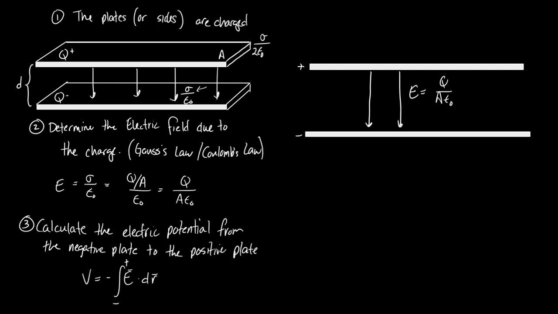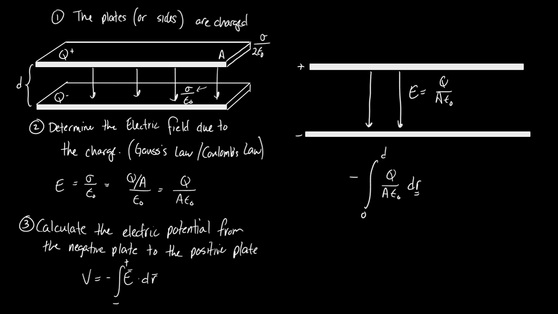So we're going to start with negative integral Q over A epsilon naught dr. We're going to set our limits based on r. And we're going from the negative plate, we're going to call that 0, to the positive plate, which is a distance d away. Good. So does that make sense? See why we're doing that? We're picking one plate, making that our reference point, and we're going from our reference point to our destination, which is the positive plate.